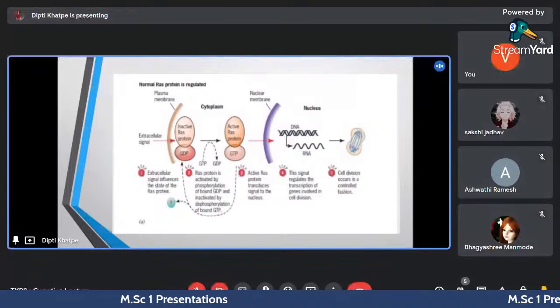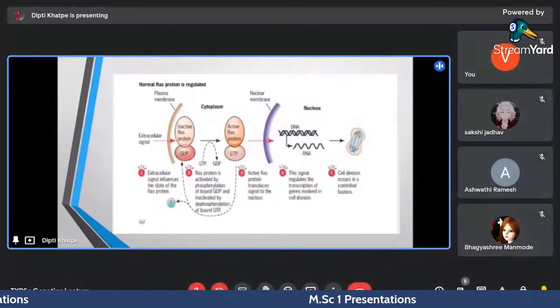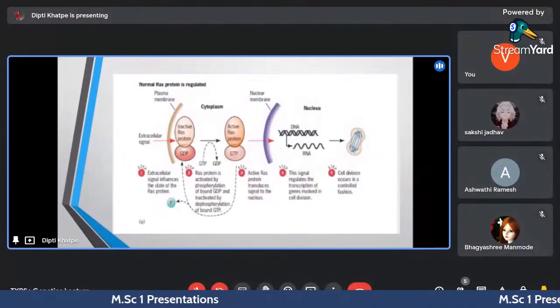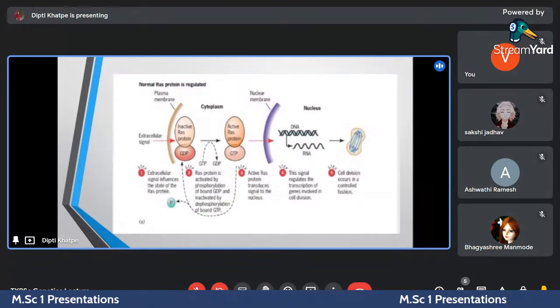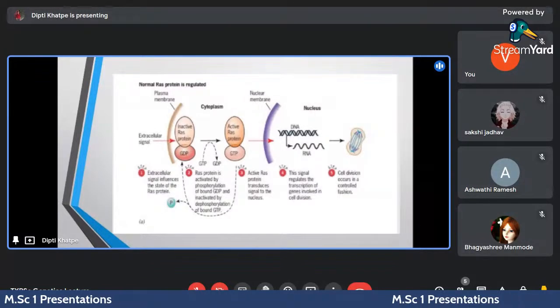The active RAS protein transduces this signal to the nucleus. This signal regulates the transcription of genes involved in cell division. There is the formation of DNA and RNA, and cell division occurs in a controlled fashion, and cell growth is controlled in normal RAS protein. In mutant RAS protein it is unregulated.